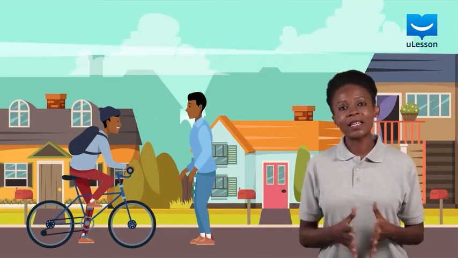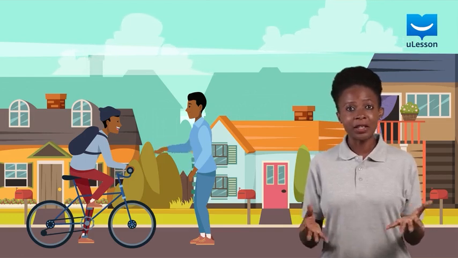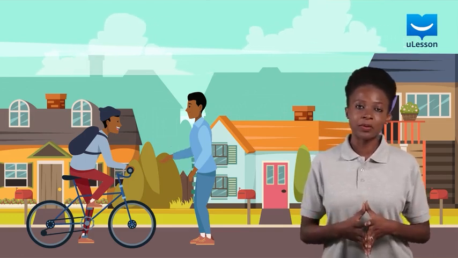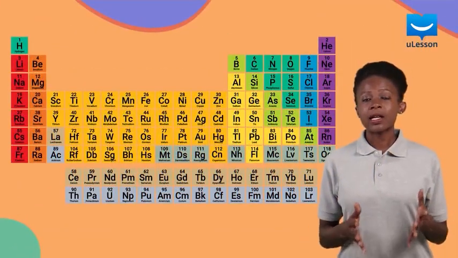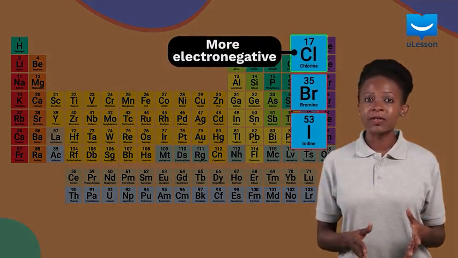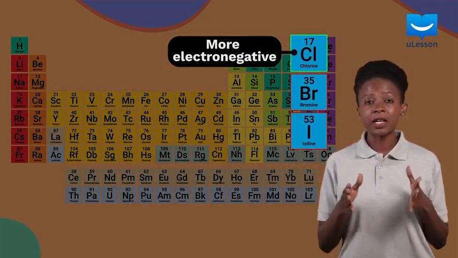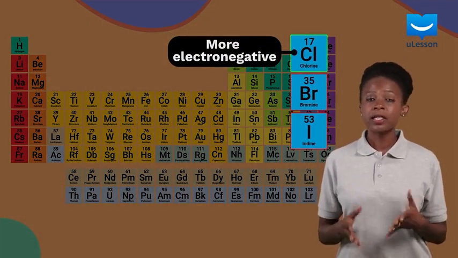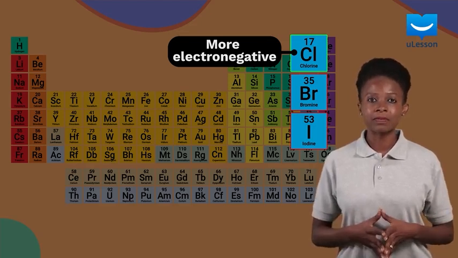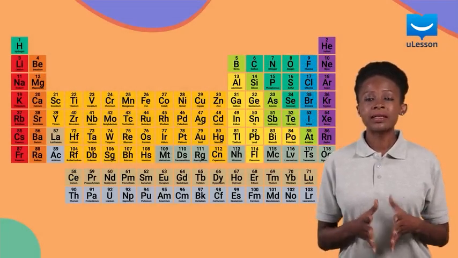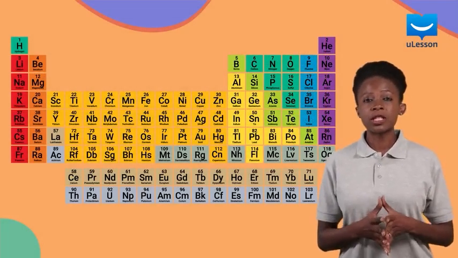It's like the eldest son in a family commanding his younger sibling to get off his bicycle. In a similar way, chlorine is more electronegative than the other halogens found under it in the periodic table, such as bromine and iodine. So it has the ability to displace them from solutions of their salts or acids.